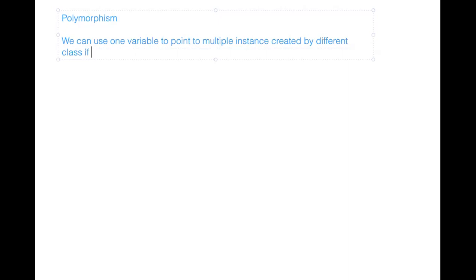If the classes satisfy the inheritance relationship. Okay, so it's kind of an interesting one. So for polymorphism, we can use one variable, one data type. Usually when you declare a variable, for example, I say rectangle, a shape. So for example, I say that this is a shape.